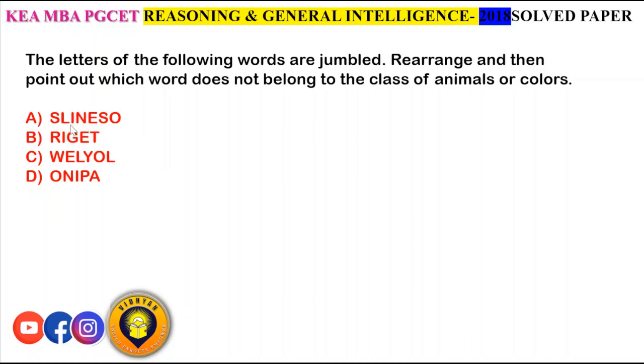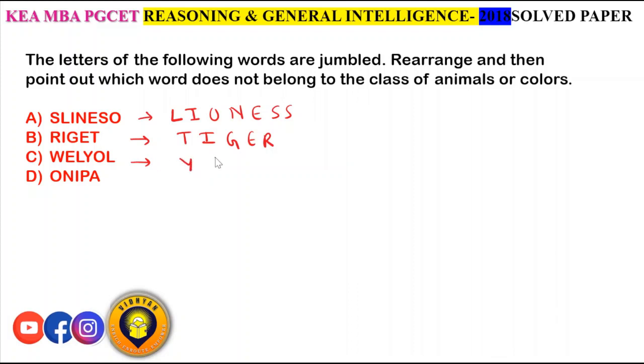SLINESO. Which word can you make from this? From this you can make lioness. Yes, lioness. So it belongs to animal. RIGET, you can find it out easily. It is tiger, belongs to the animal group.